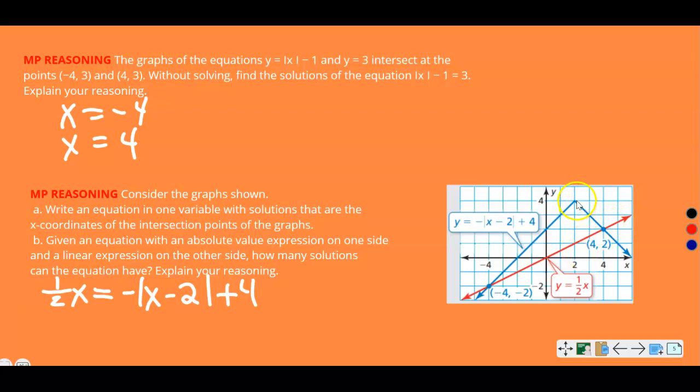And then it could have infinitely many. Let's say that this red line is shifted up a little bit and has a slope of 1, and it would have the same y-intercept of 2, then the line would be right on top of this part of the absolute value. So every point that overlapped on this line and the linear line would be a solution, and that would be infinitely many. So that's your explanation. How many solutions? It can have 0, 1, 2, or infinitely many, for all the reasons that I just explained.